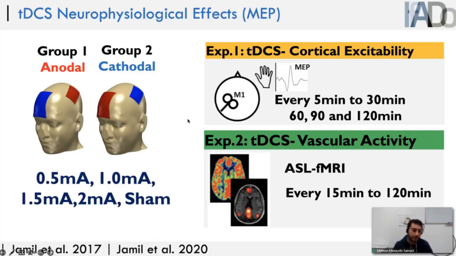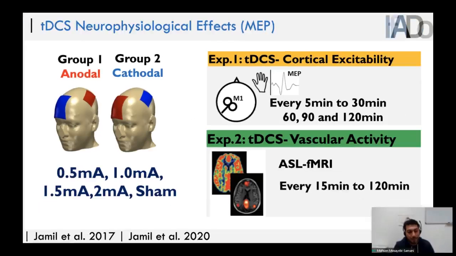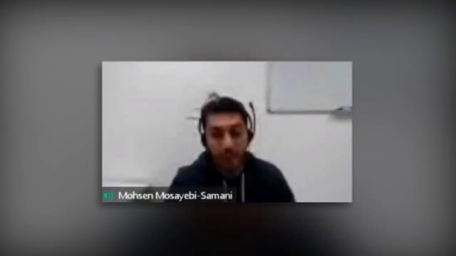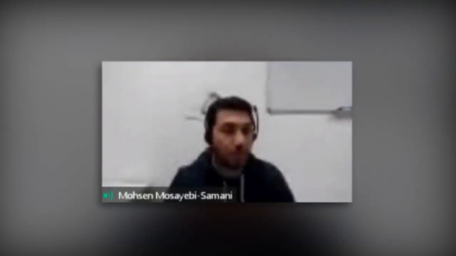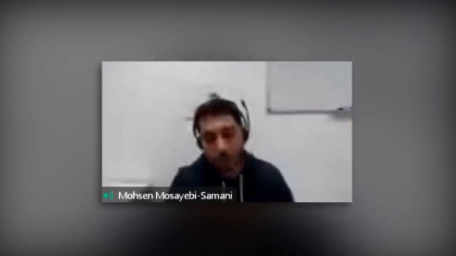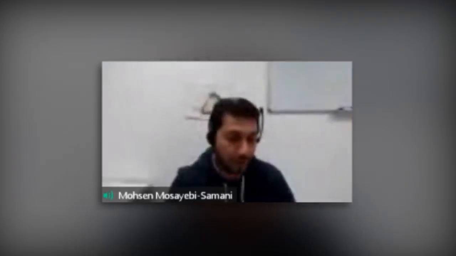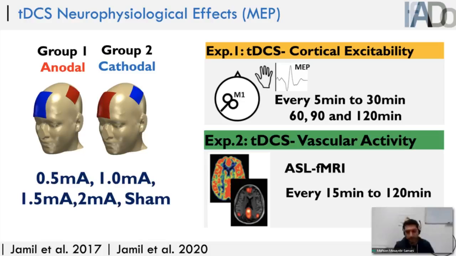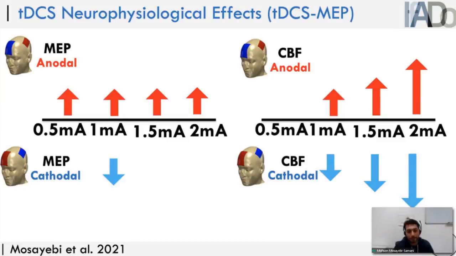And then the second experiment investigated the effect of tDCS using ASL fMRI. Same story here, comparison with baseline or sham up to 2 hours after the end of stimulation. Participants were the same in both studies. Next slide.